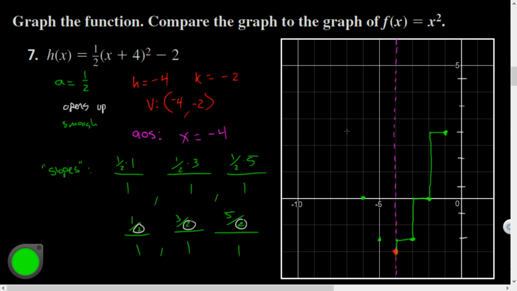So let's see if I can draw a right side up parabola any better these days. Terrible. Let's see, maybe if I come down from this side. There we go. Golden arches there. Hey, Ronald McDonald.